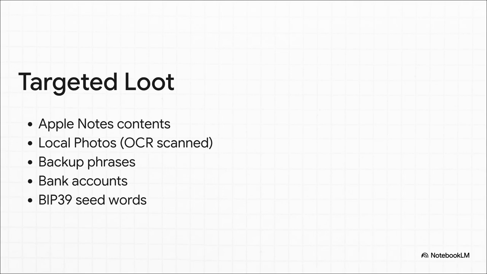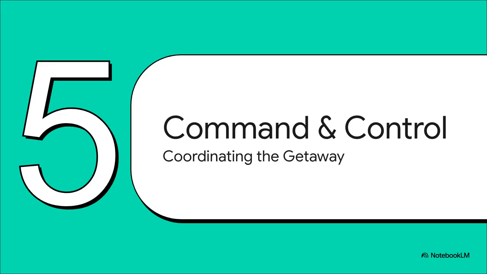But the theft goes way beyond just app hooking. The LocationD module acts as a scanner, rifling through your device. It scans your Apple Notes, and get this, it even runs local optical character recognition on your photos. It is actively reading your pictures. What's it looking for? Keywords like backup phrase, bank account, or the specific patterns of BIP39 seed phrases. If you've ever taken a screenshot of your 12 or 24-word crypto recovery key, Coruna is going to find it and steal it.